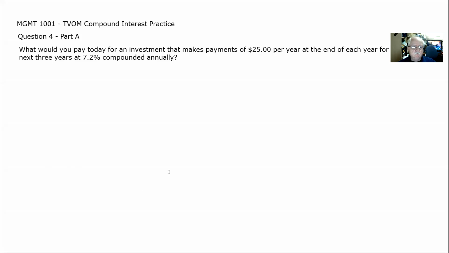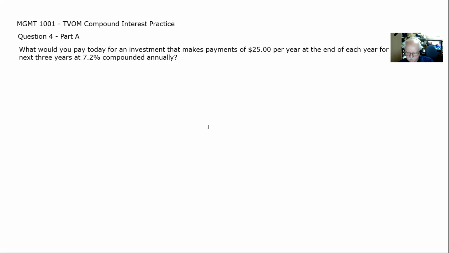Okay, so here we have a question that is very similar to question number 4 on your compound interest practice sheet. You've got 2 questions in this, so we'll do part A and then I'll do part B separately. So this is, what would you pay today for an investment that makes payments of $25 per year at the end of each year for the next 3 years at 7.2% compounded annually?